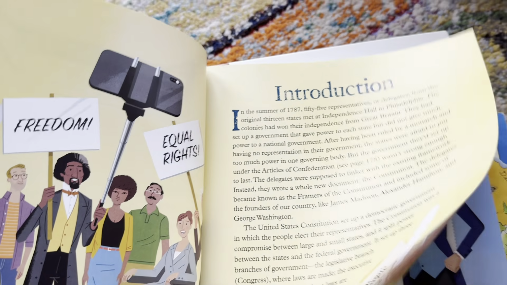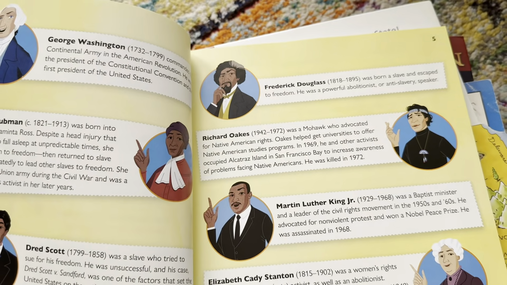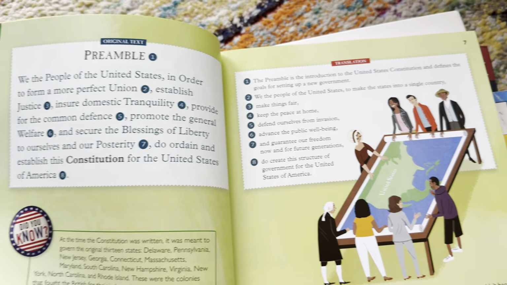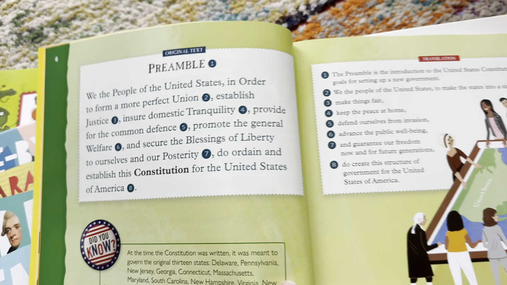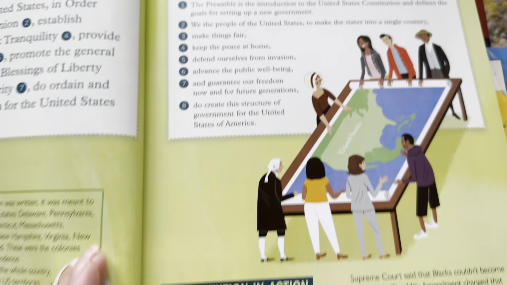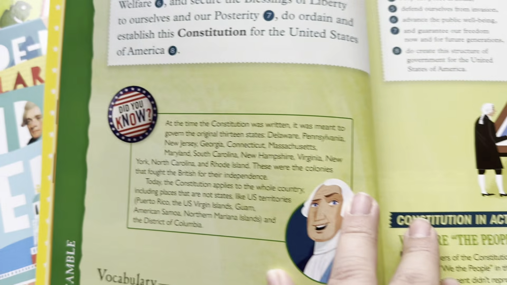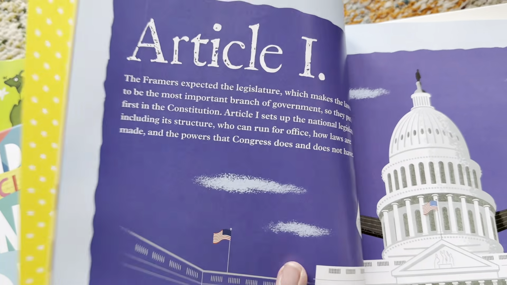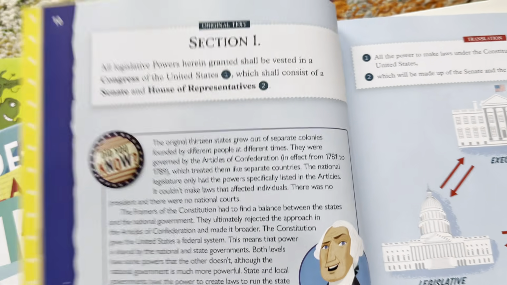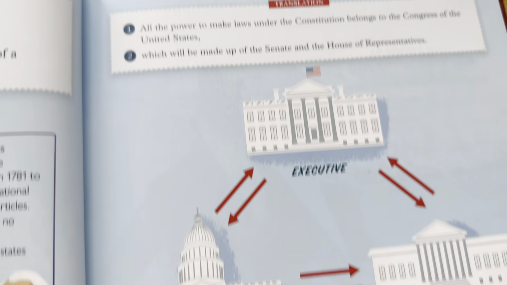It's giving you the intro, how to use this book, important people. Now it gets into, okay, so here's the preamble. Translation. And who are the people? And a "did you know?" And now you're getting into each article. Article 1, Section 1, translation. Look at the graphics.